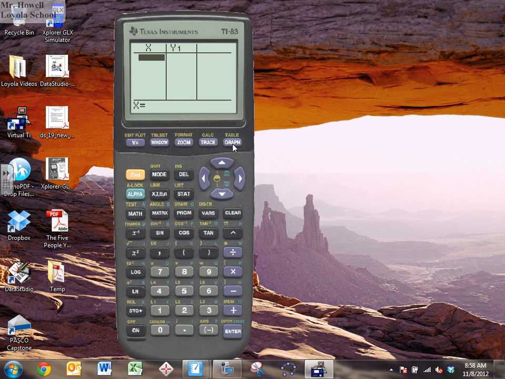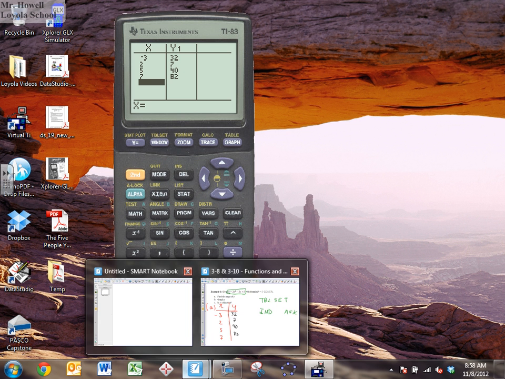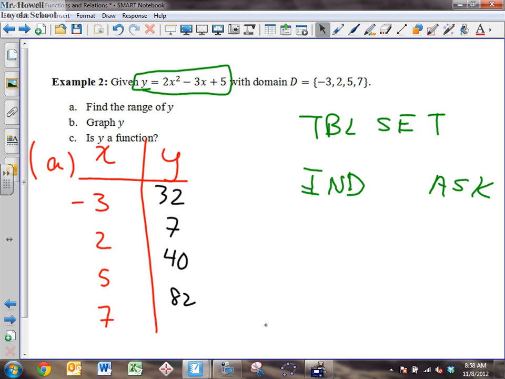Then in my x values, I just type in. So I press the negative down here, 3, enter. Then I press 2, enter, 5, enter, 7, enter. Okay, and those 4 values are the 4 values that we got for our actual table values. Okay? Again, guys, throughout the year, if something doesn't make sense in the calculator, raise your hand and ask and we'll go over. I want to make sure we're all on the same page.